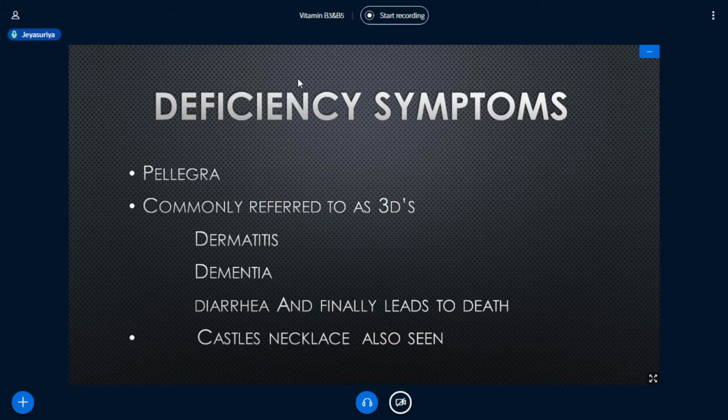On the other hand, what's dementia? It's the neurological symptoms like depression, delirium, and irritability, and in case of severe conditions, memory loss.